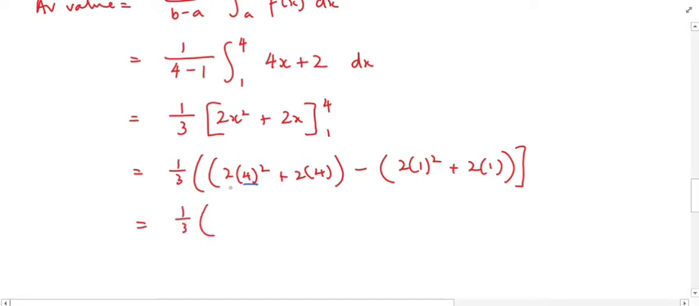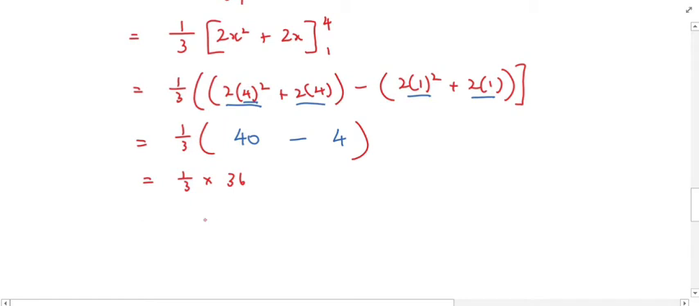4 squared is 16, times 2 is 32. 32 plus 8 is 40. Minus, this is 2, and this is 2, so 4. 1/3 times 36, which actually is 12. So our estimating approach that we used earlier actually got us the right answer. But that only worked because of the nature of the function. It was a linear function. It was increasing at a constant rate.